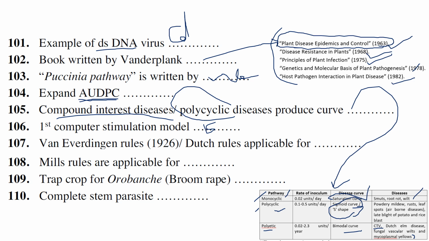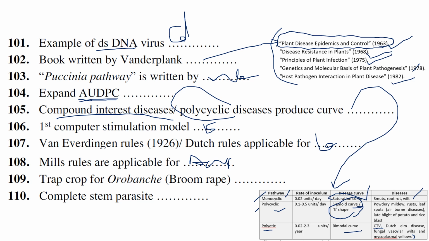The next one is the Van Everdingen rules or Dutch rules, which are especially meant for late blight of potato caused by Phytophthora infestans. Van Everdingen rules, Dutch rules, Irish rules, Beaumont rules, all are applicable for late blight of potato only. Mills rules are applicable for apple scab. They are a kind of prediction based on weather parameters or observations. If the conditions follow the same rules, there might be a chance of appearance of the particular disease for which it was developed.